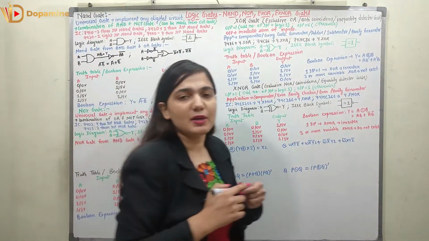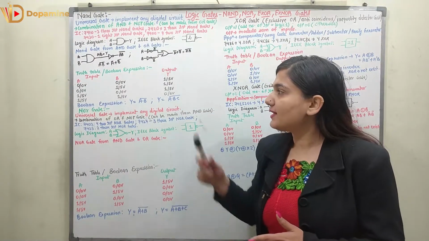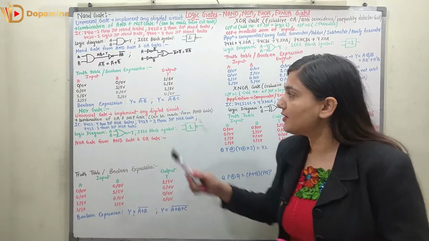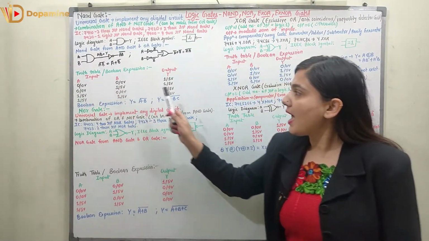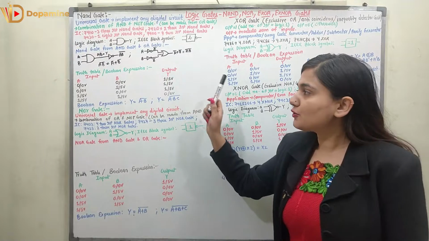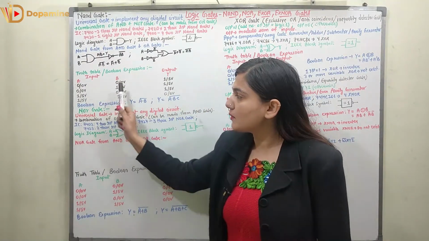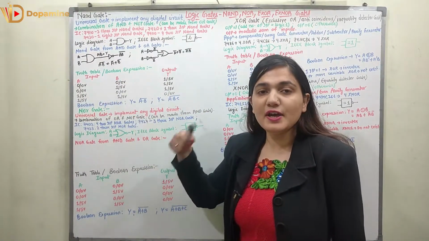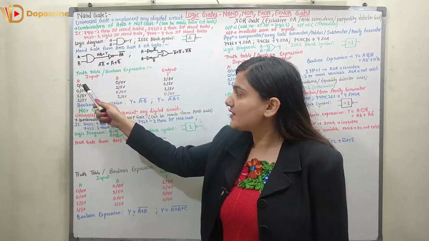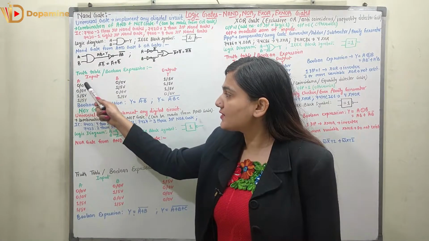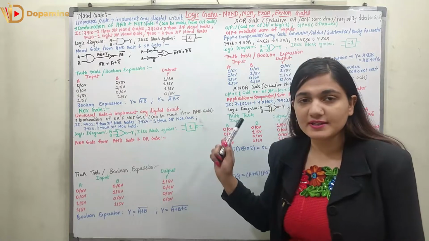Coming to the truth table or the Boolean expression. So first of all, let's discuss the truth table. So here we will be having 2 inputs A and B and 1 output Y, right? So 2 inputs are taken as 0 0, 0 1, 1 0 and 1 1, right? So now here we can represent these inputs in the form of volts. 0 is represented as 0 volt and 1 is represented as 5 volt.